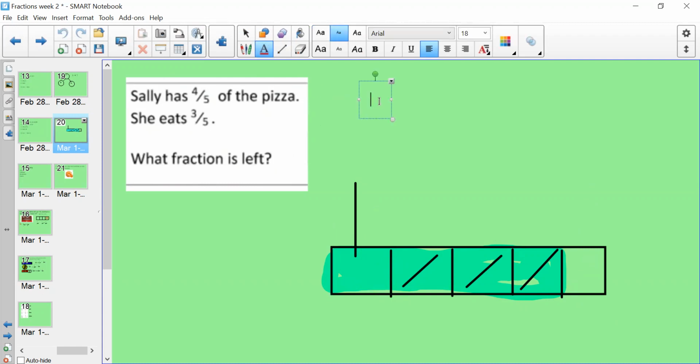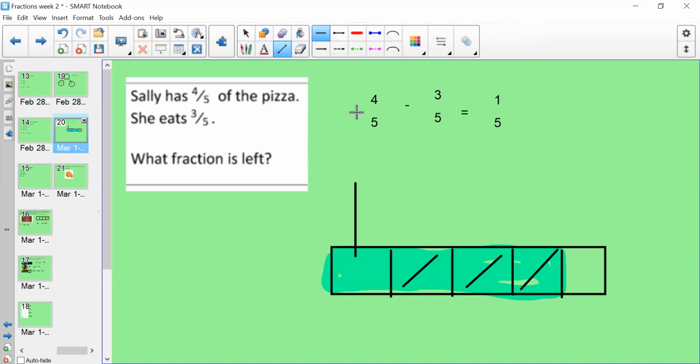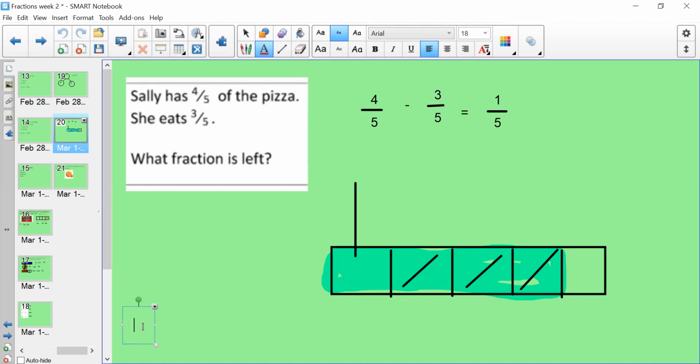So the subtraction sentence would look like this: 4/5 take away 3/5 equals 1/5. Okay, and because it's a word problem, we need to give our answer in a sentence as well. So the question is, what fraction is left? Sally has 1/5 of the pizza left.